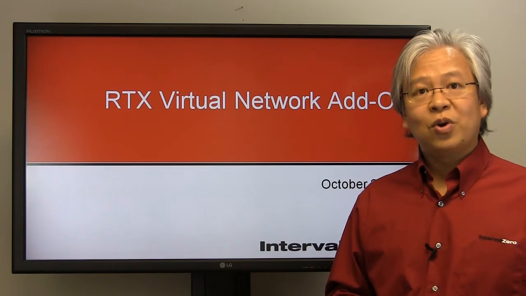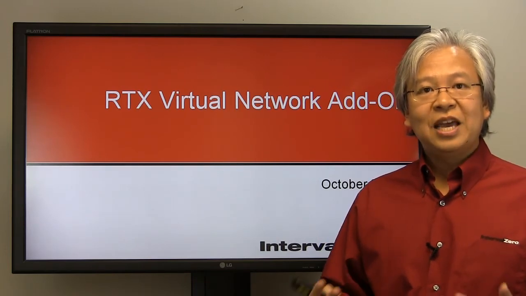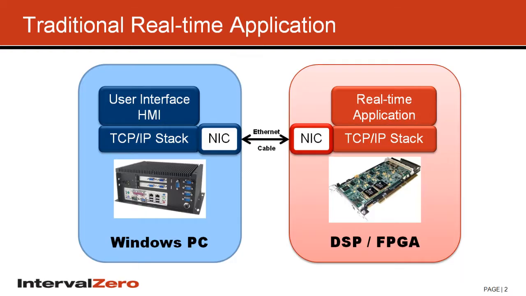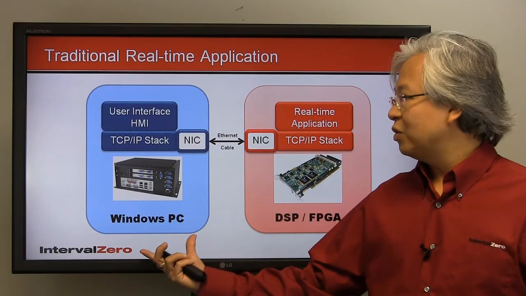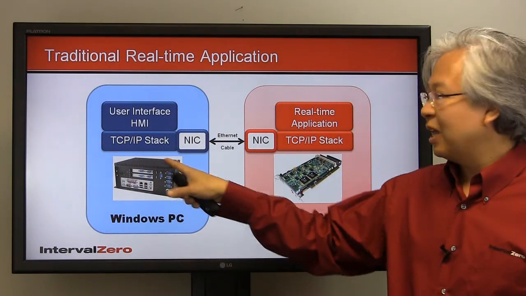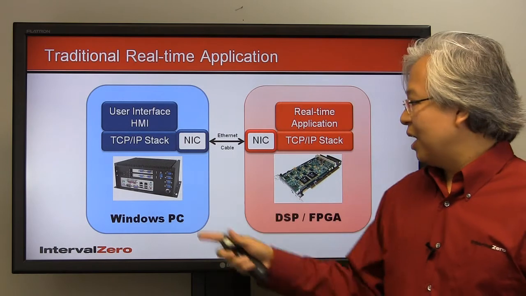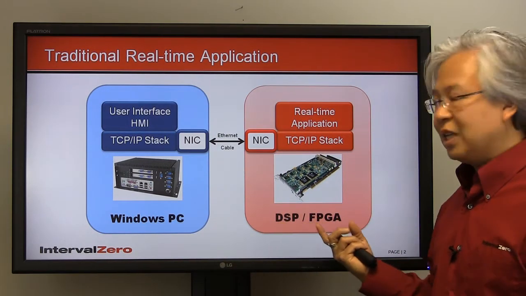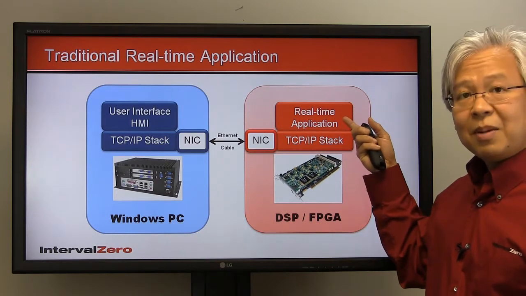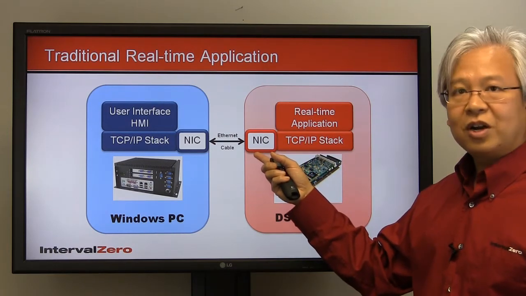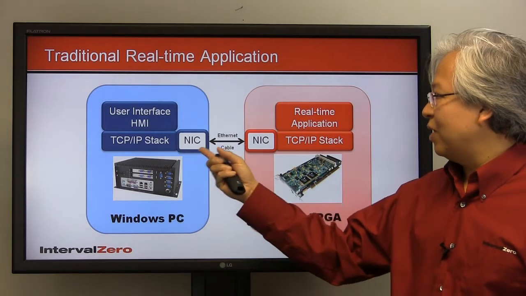And then the second part, we'll go over some instructional how-to of how to install and configure the RTX Virtual Network add-on. If you look here, this is typically what we see in a lot of real-time applications. On the left-hand side, we have the Windows PC where you have your user interface, or HMI. You have a TCP/IP stack, and then of course a network interface card.